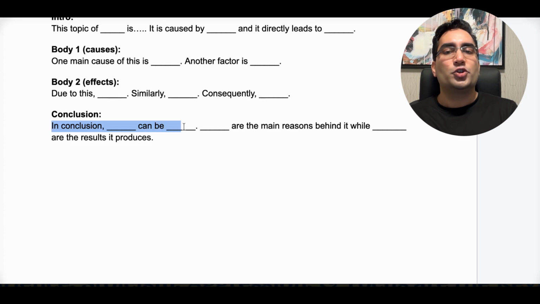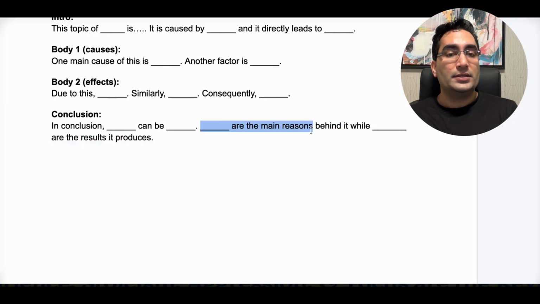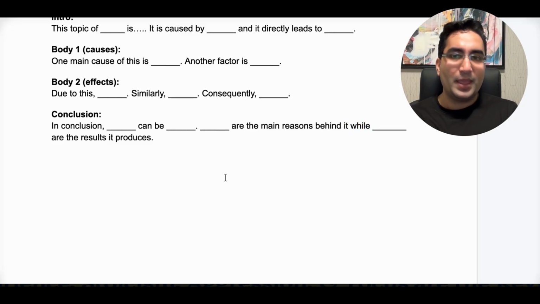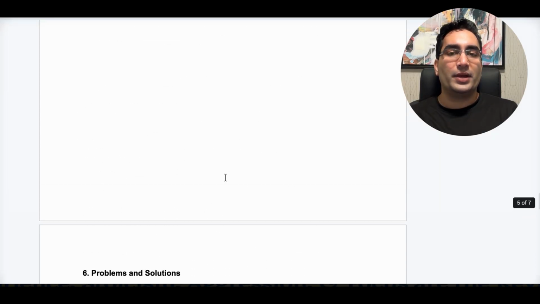Now here you mention your general statement once again. In conclusion, something can be something. So let's say we're talking about deforestation. In conclusion, deforestation can be very troubling, very concerning, whatever the topic is. Da-da-da are the main reasons. So here come two reasons behind it. While da-da-da are the results it produces, the two results go here. And that is all you need to know for your descriptive questions in IELTS Writing Task 2.